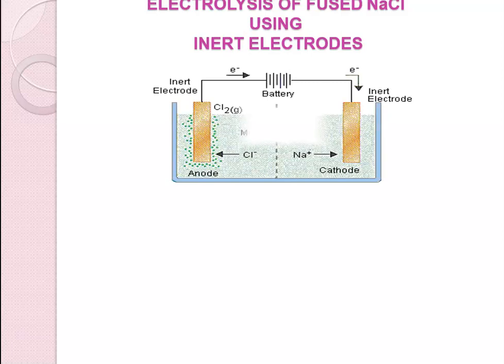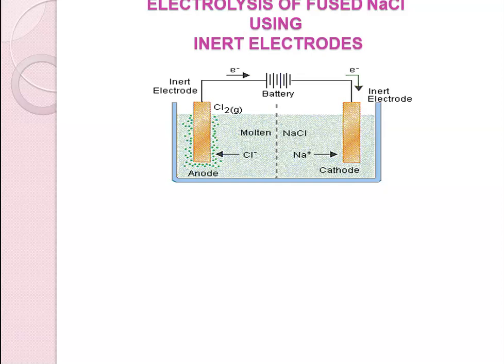Let us see an example of electrolysis of fused NaCl using inert electrodes. Inert electrodes means electrodes which do not take part in the electrochemical process. They may be made of graphite or even platinum.